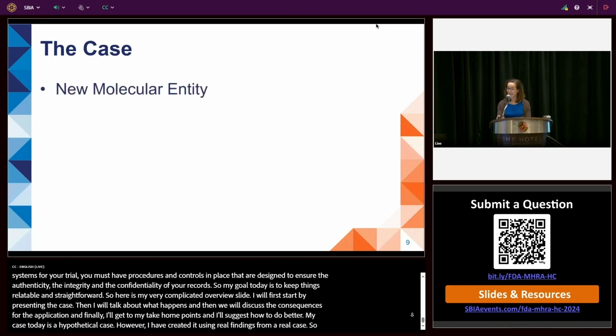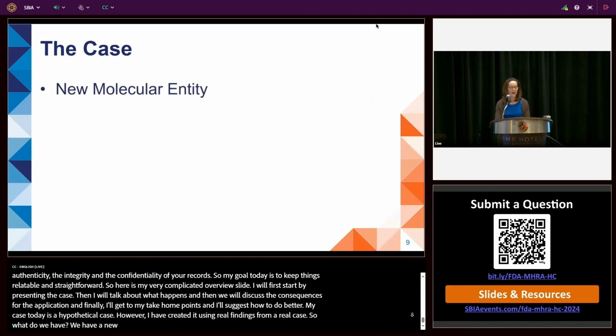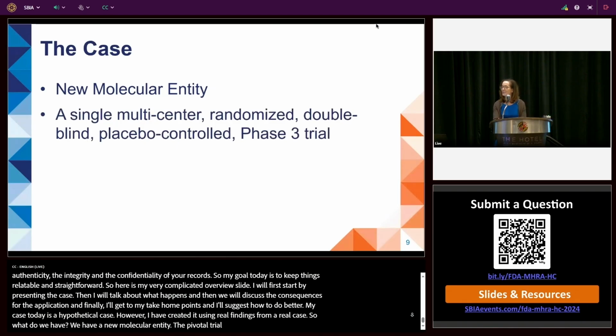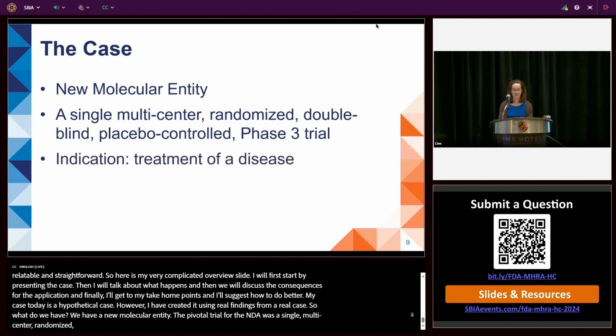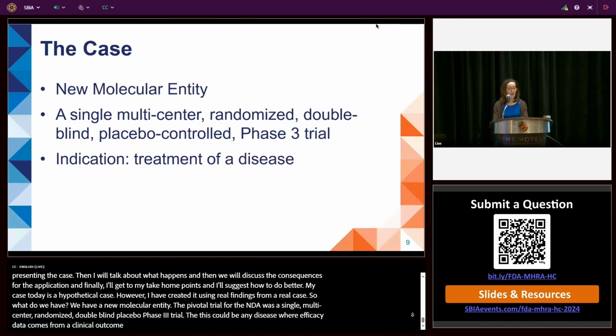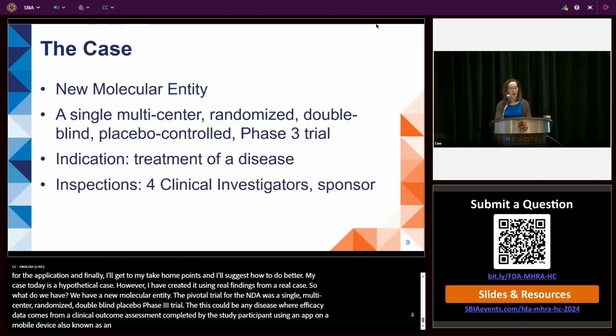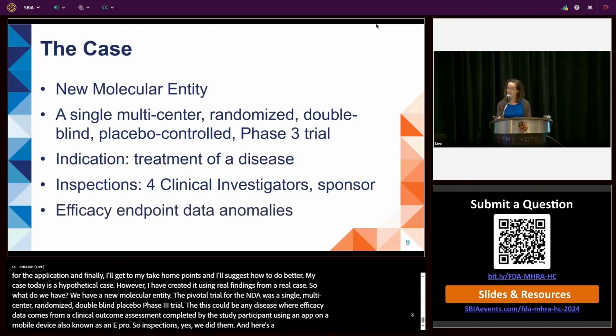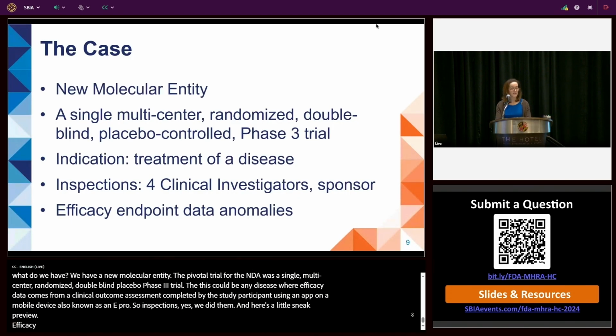We have a new molecular entity, and the pivotal trial for the NDA was a single multi-center randomized double-blind placebo-controlled phase 3 trial. And what about the indication? Well, I write here just treatment of a disease because really this could be any disease where efficacy data comes from a clinical outcome assessment completed by the study participant using an app on a mobile device, also known as an ePro. So inspections, yes, we did them for 4 clinical investigators and the sponsor. And here's a little sneak preview. Efficacy endpoint data anomalies were noted by some of our statisticians. And more on that later, lots more on that.